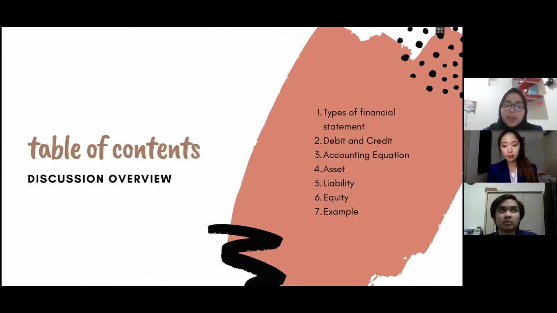First, table of contents. First, we have types of financial statement. Second, debit and credit. Third, accounting equation. Then assets, liability, equity, and example.